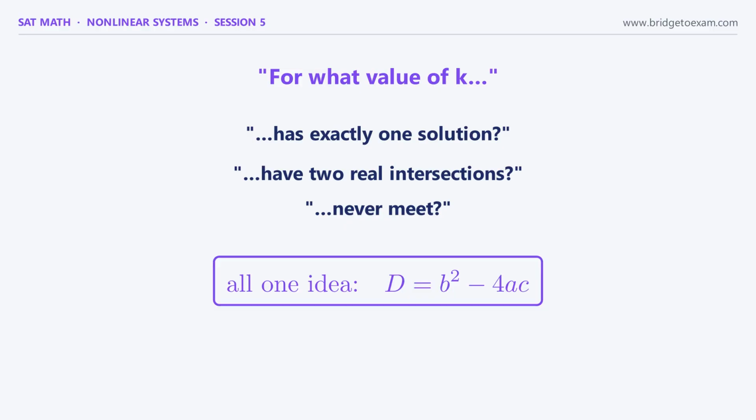There's a letter in the equations that isn't x or y. We call that a parameter. And the question is asking you to control it. Here's the good news. You already have everything you need. This entire session is one idea, the discriminant, pointed in a new direction.